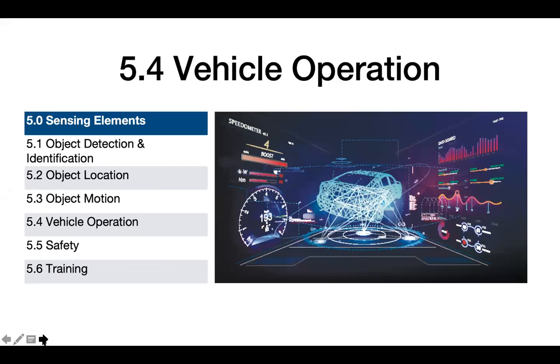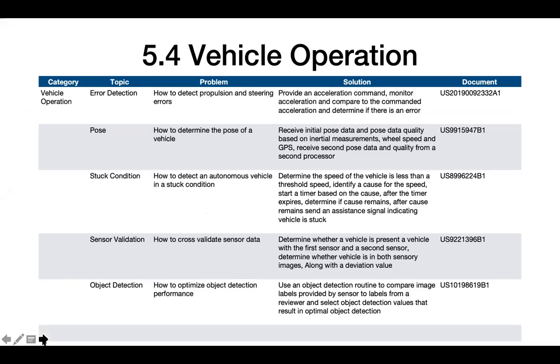All right, vehicle operation. And so now we're staying in this abstract zone for a little while here. This is sensing that the vehicle is operating properly. So it's your vitals for your vehicle as opposed to driving trajectories and things like that. Okay. Vehicle operation error detection, how to detect propulsion and steering errors: provide an acceleration command, monitor my acceleration, compare to the commanded acceleration and determine if there's an error.